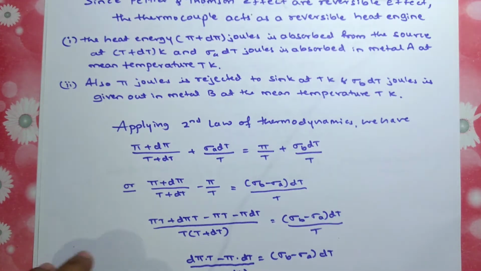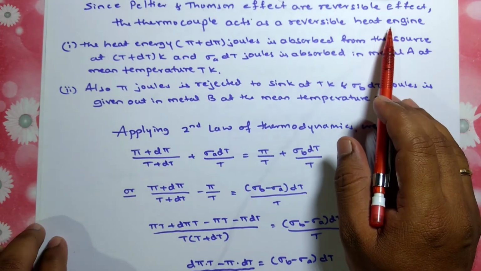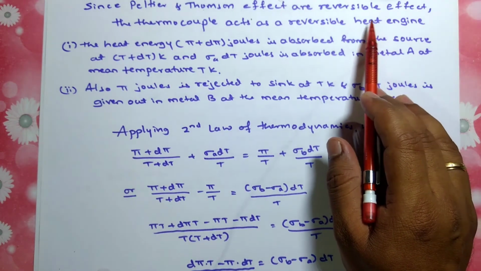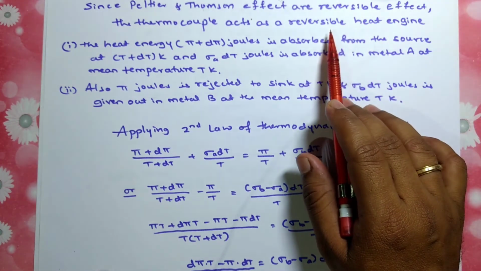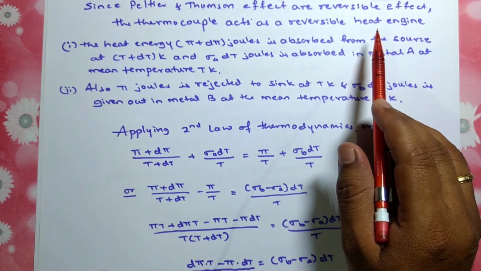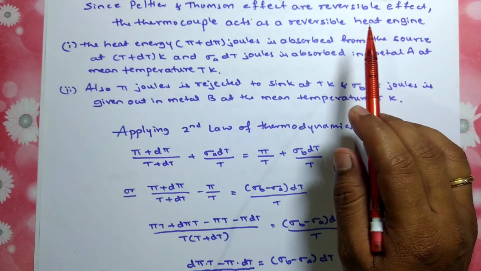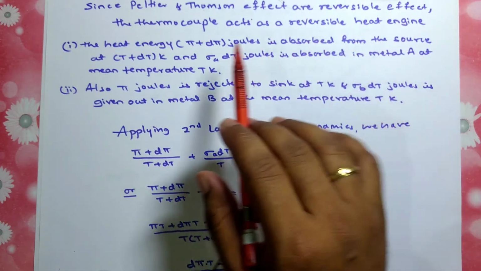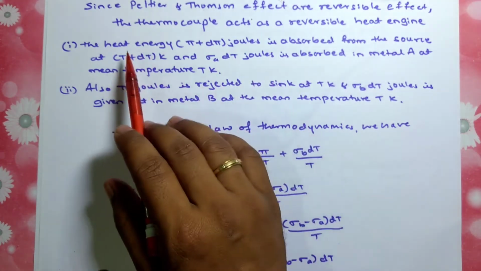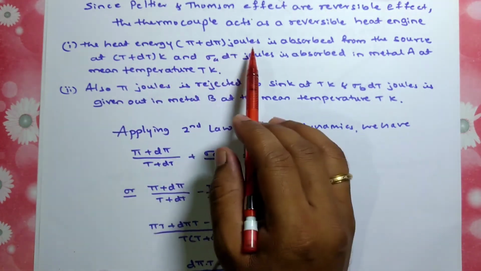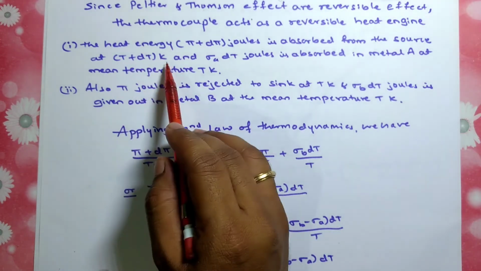Since the Peltier and Thomson effects are reversible effects, as I have discussed in the previous videos, the thermocouple acts as a reversible heat engine. In a usual heat engine, there is one source and another one is a sink. Here in the thermocouple, the two junctions are acting, one as a source and another as a sink. Now the heat energy pi plus d pi joules is absorbed from the source, that is at T plus dT Kelvin.